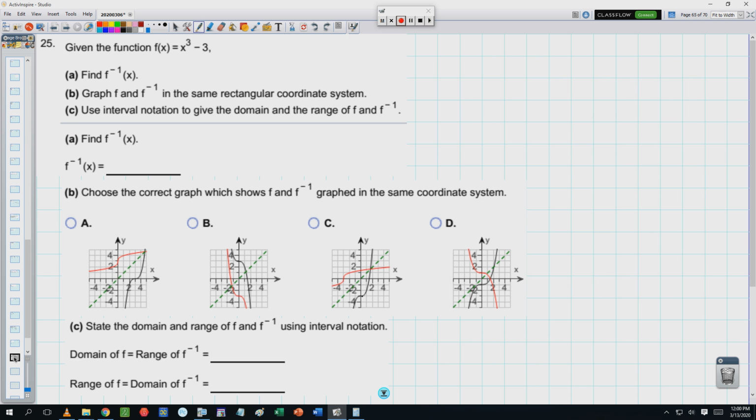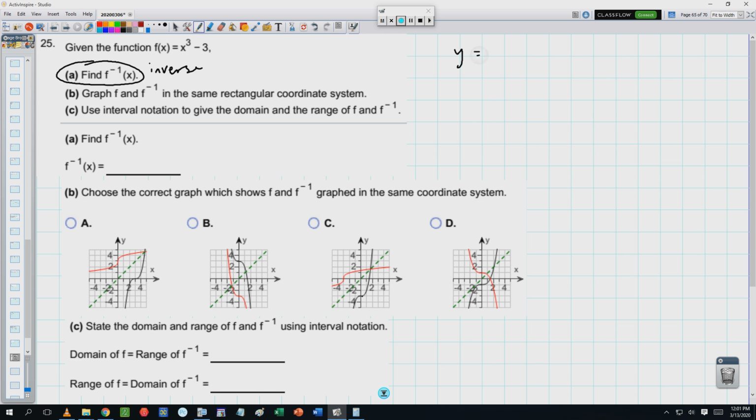Given the function f of x is equal to x cubed minus 3, we want to find the inverse. This -1 by the f means inverse. We want to graph them, and then we want to use the interval notation to find the domain and range. So let's find the inverse first.